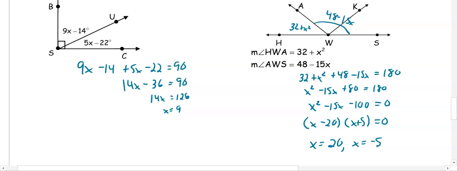If I put 20 into both of these, 48 minus 15 times 20 is going to get us a negative number, so that's not going to count. If I put negative 5 in, I get positive angles for both, so x is just equal to negative 5.